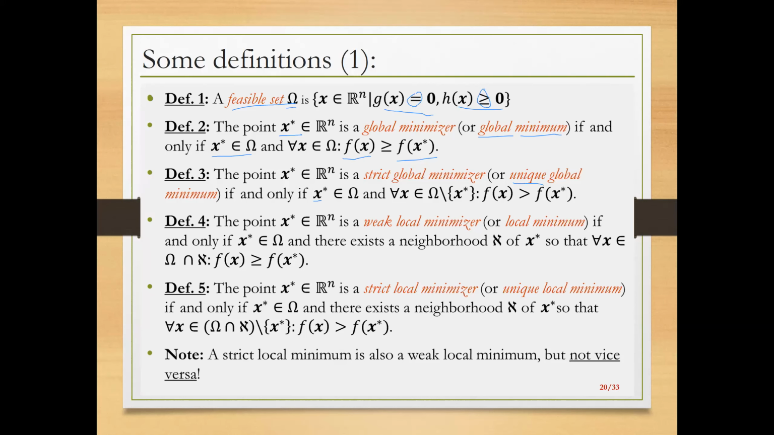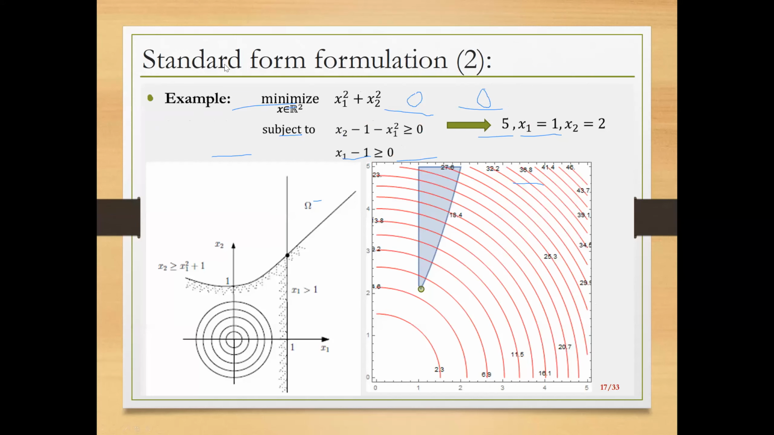Okay, so do you guys understand the difference between a global minimizer and a strict or unique global minimizer? Not really. Can you please explain again? Okay, so let me take you back to that example. Let me clear everything. Clear all drawings. Okay, this example.